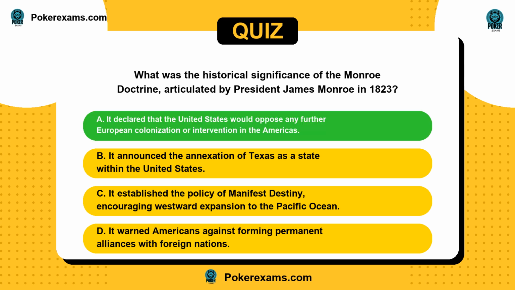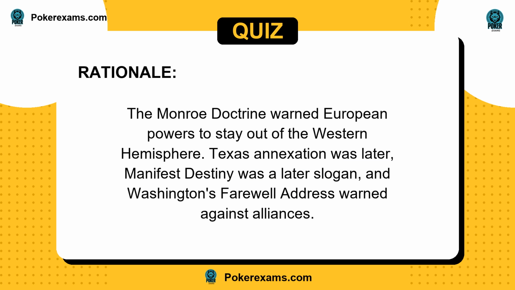The answer is A. The Monroe Doctrine warned European powers to stay out of the Western Hemisphere. Texas annexation was later, manifest destiny was a later slogan, and Washington's farewell address warned against alliances.